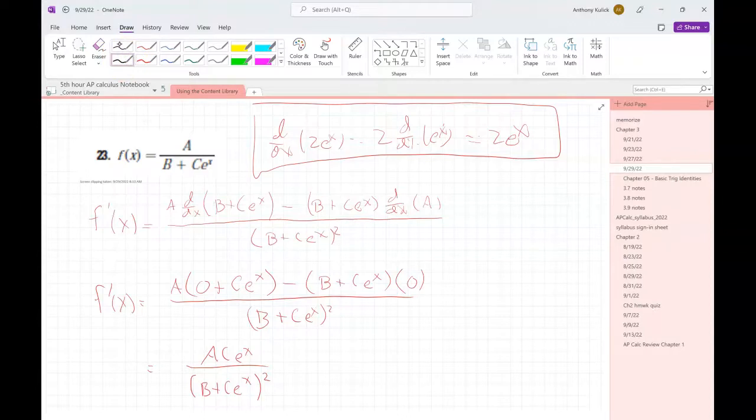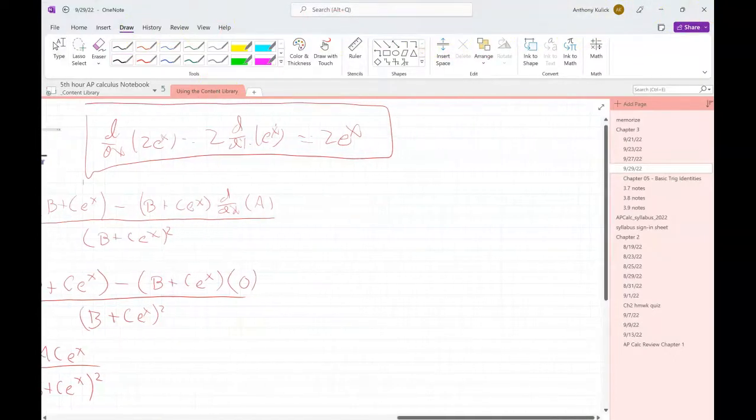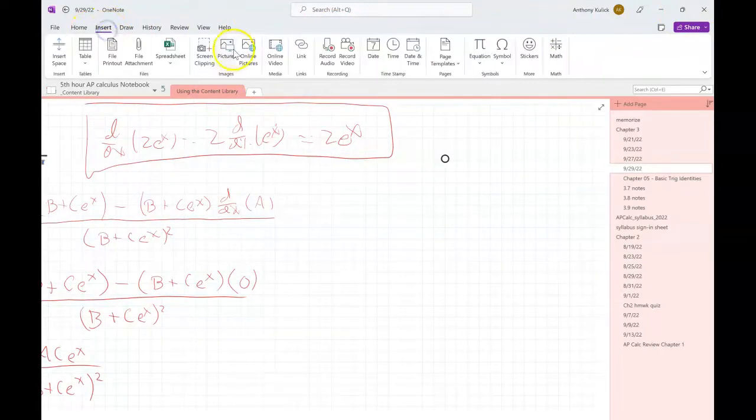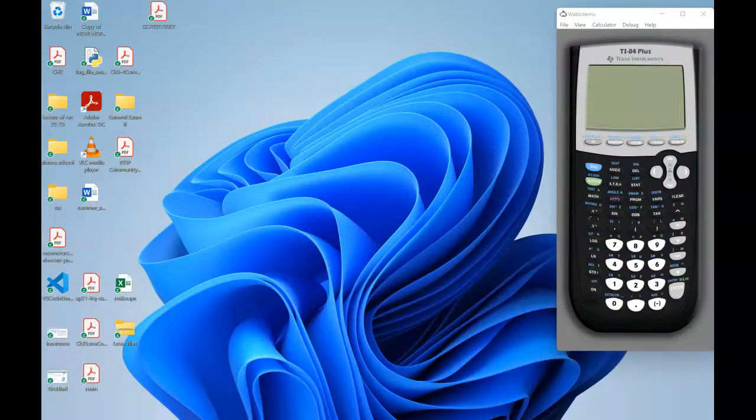Taylor. For 25, in the denominator, there's a c over x. Do we have to use the quotient rule on that too, or just? I would not. Do you want to see how I would think about it? Yeah. Sure.